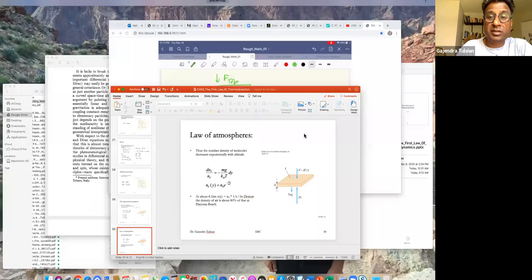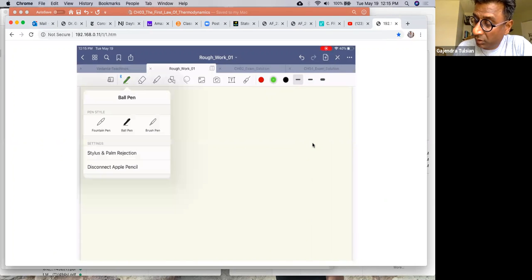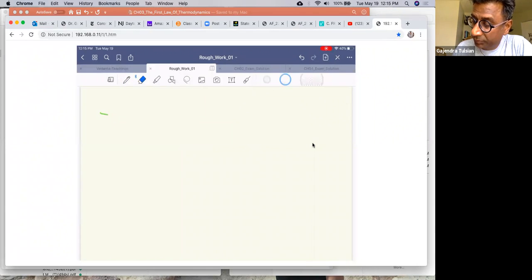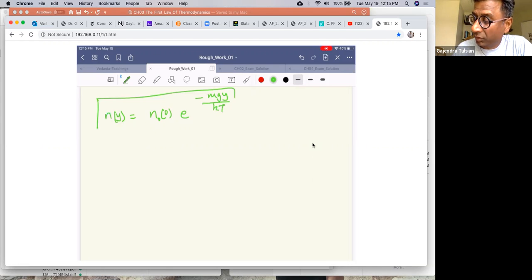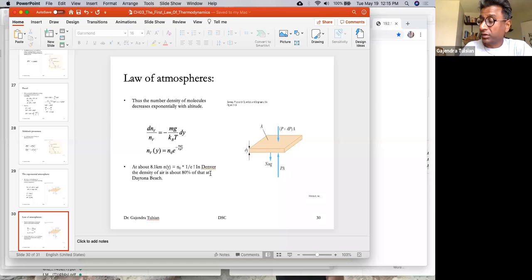All right, so that's an interesting expression. Let me write this down. What this expression is saying is the density of molecules at height y is the density at height 0 times e to the power minus mgy. That's the potential energy of a single molecule at height y divided by kT. So this is potential energy, and that's kT.